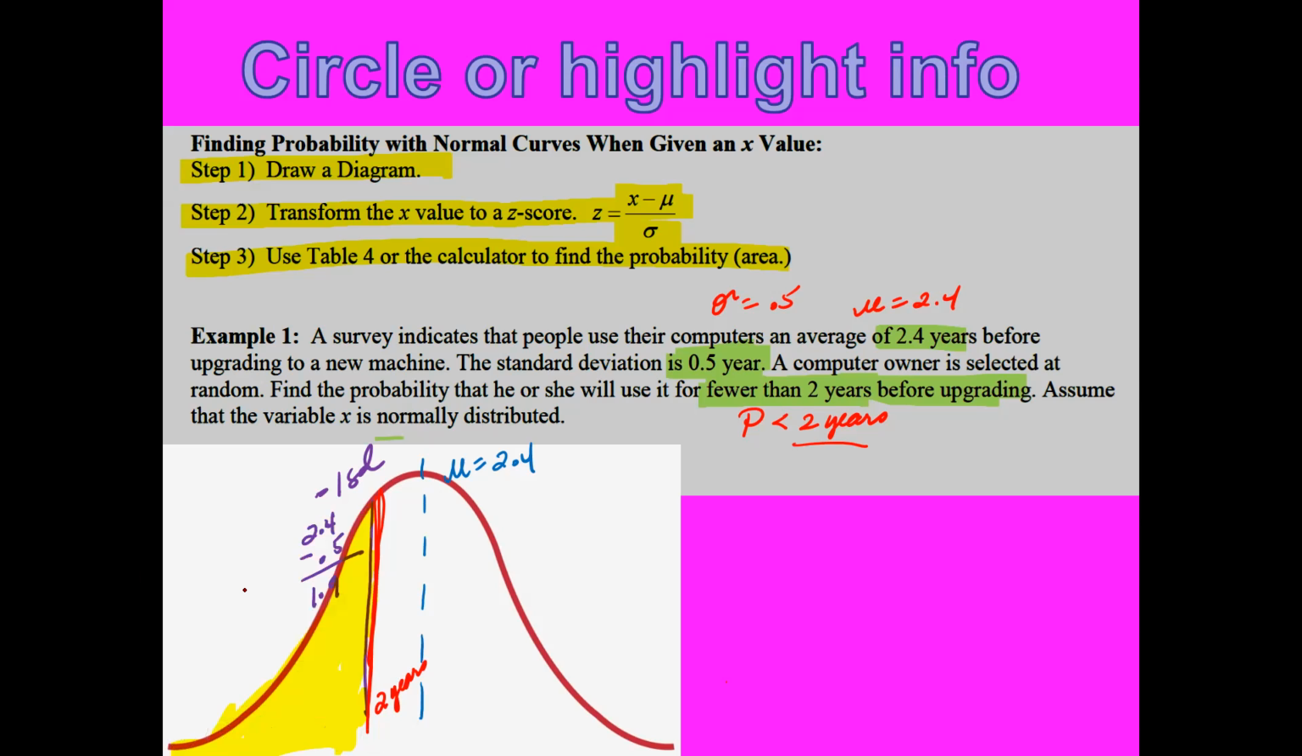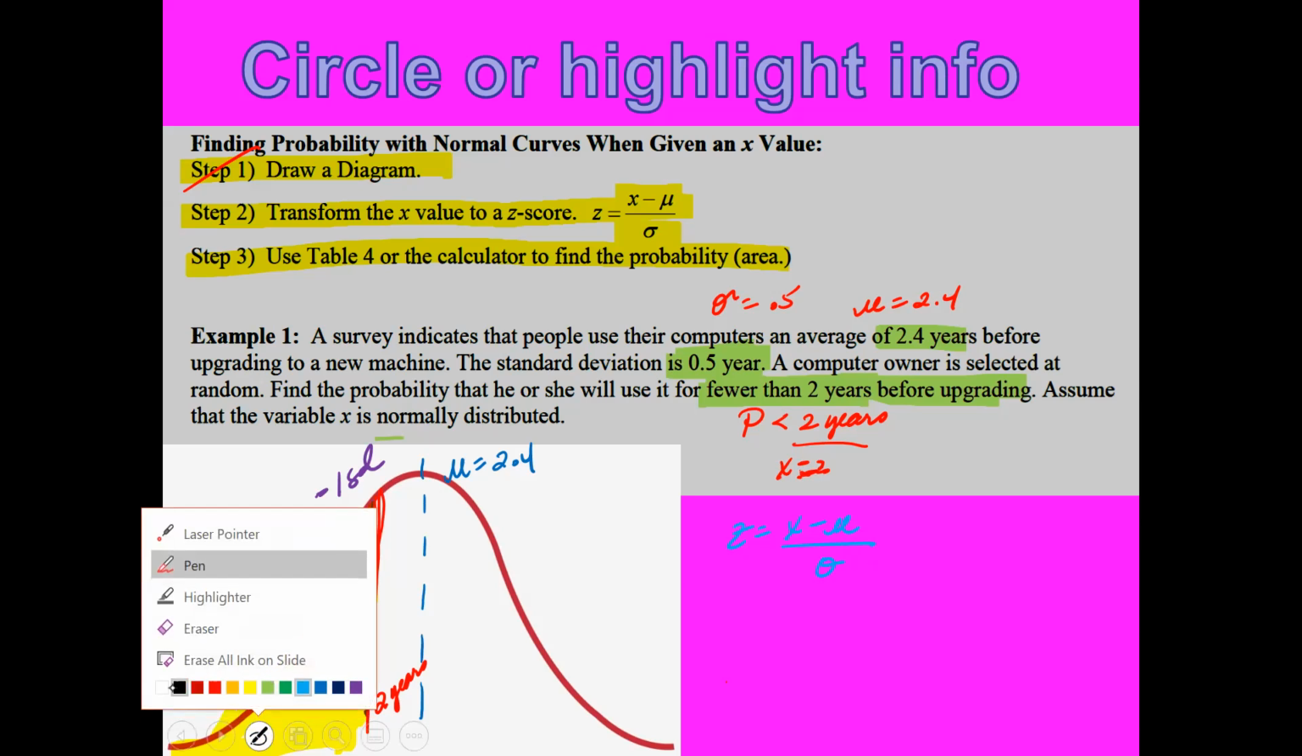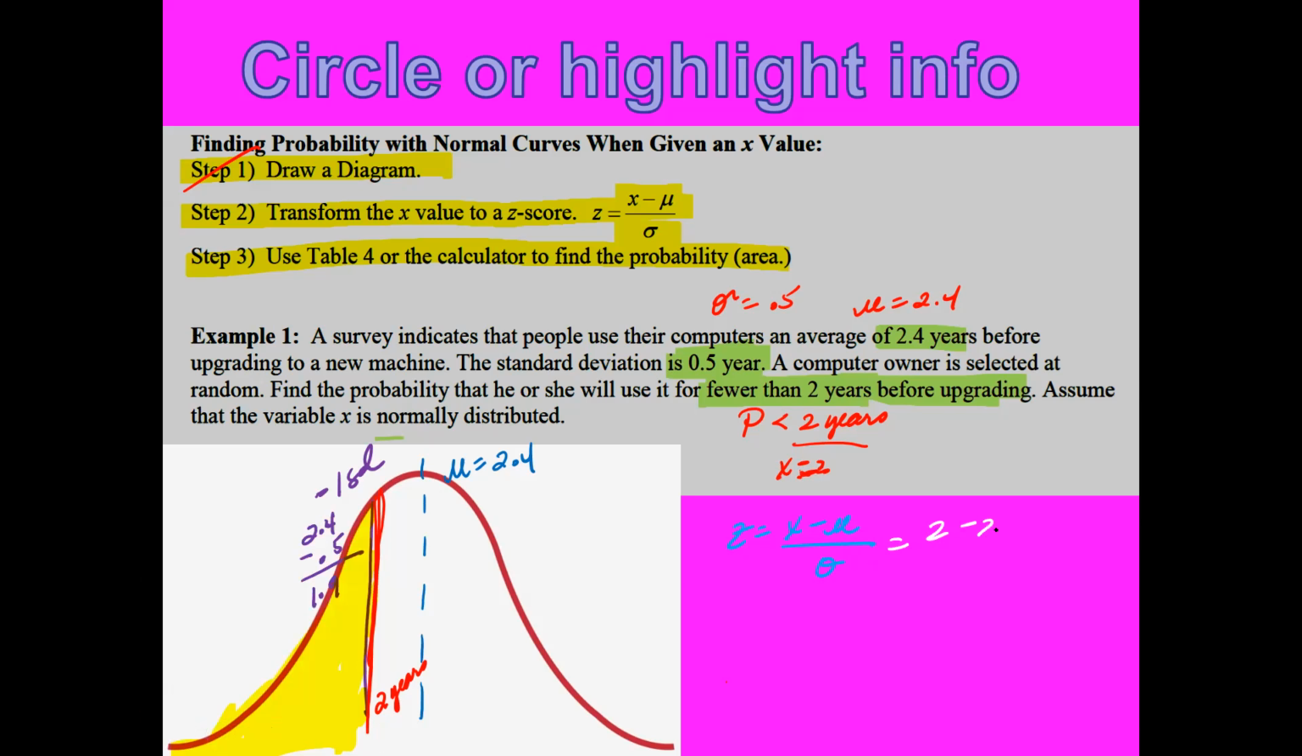Done. Step 2, transform the x value to a z-score. Your x value is going to be 2. X equals 2 because you want to know what percentage it's going to be if it's less than 2 years. So I'm going to find that z-score, which is x minus the average divided by the standard deviation. If I plug that in, I'll have 2 minus 2.4 divided by 0.5. So grab your calculators and tell me what that's going to be.